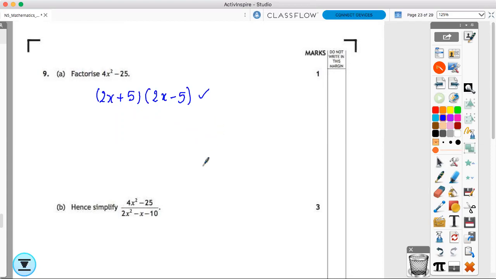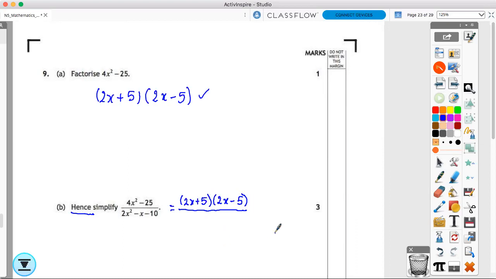Now, the second bit is asking you to use hence. So you've done this, hence, that means you're going to have to use what's there to simplify this. So what's happening now is I'm going to put 2x plus 5 at the top times 2x minus 5. In order to be able to simplify a fraction, I need to have at the bottom a factor that is either 2x plus 5 or 2x minus 5.